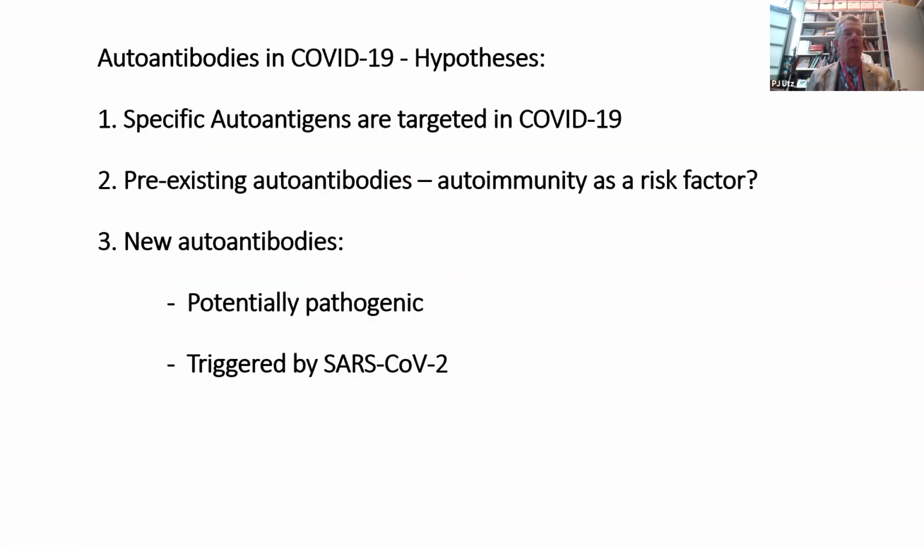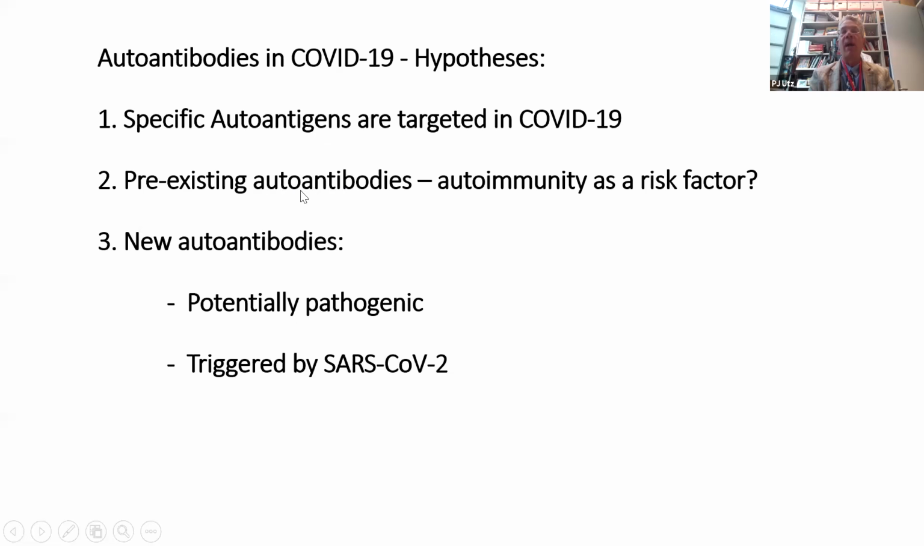So we decided to test several different hypotheses in our studies. And so first is that specific autoantigens are targeted in COVID-19. It's been well known for a while that when you have a viral infection, whether it's influenza or severe rhinovirus, you can develop low-level ANAs that tend to be transient, and nobody really knows what those target molecules are. And so we hypothesized that there are specific antigens that are targeted.